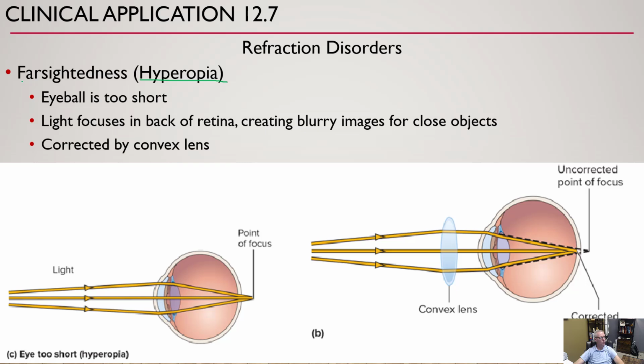With hyperopia or farsightedness, the eyeball is too short. So the lens and cornea actually focus the object kind of further than where the eyeball would be, and we just use a convex lens to shorten up where the lens and cornea would focus that object and to project it on that fovea centralis.